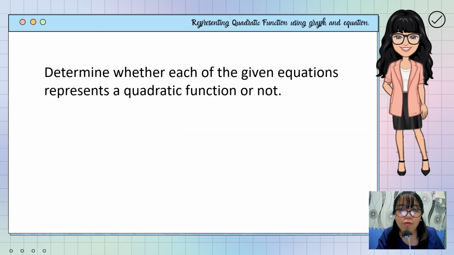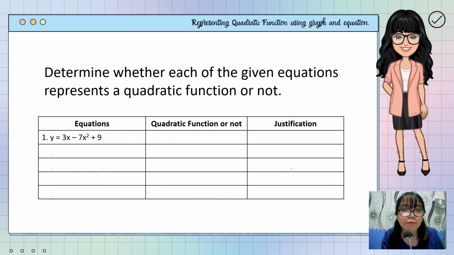Now, we have already represented the quadratic function using a graph and table of values. This time, we will be focusing on the equation. We will determine whether each of the given equations represents a quadratic function or not. So first, we have y equals 3x minus 7x squared plus 9. Is this a quadratic function or not?